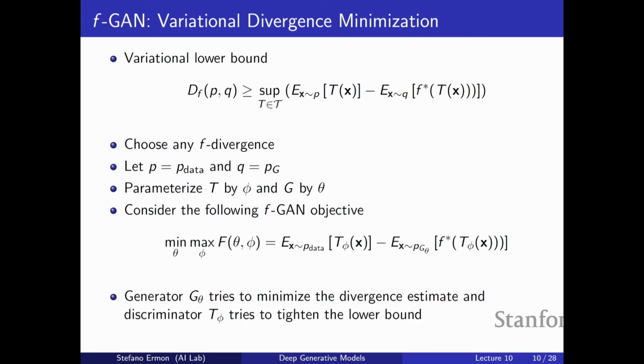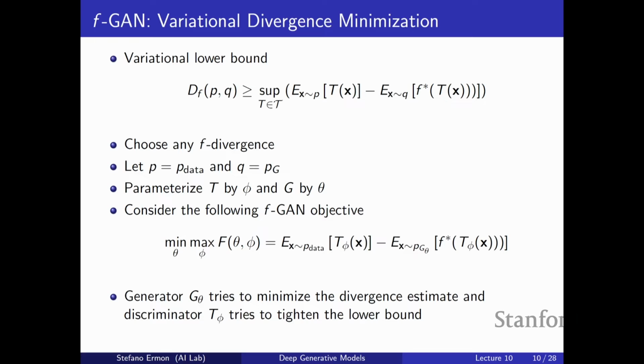And this is basically the same as what we had before if you were to choose the Jensen-Shannon divergence. But fundamentally what's going on here is that there is a generator that's trying to minimize the divergence estimate, and there is a discriminator that's trying to come up with the best possible bound on that F divergence.